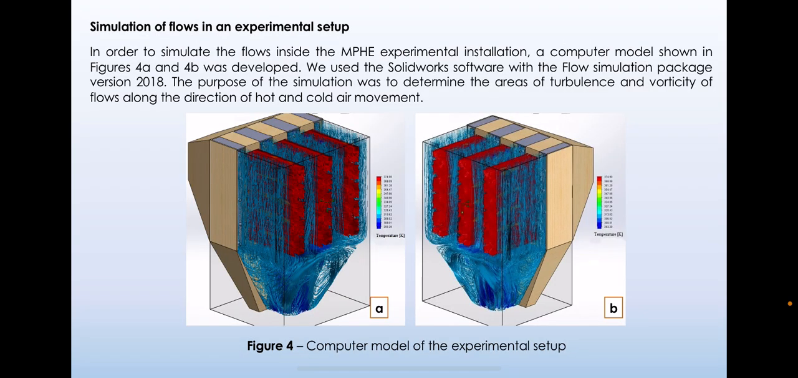Simulation of flows in experimental setup. In order to simulate the flows inside the unit, the experimental installation, a computer model shown in the figures 4A and 4B was developed. We used SolidWorks software with the Flow Simulation package, version 2009. The purpose of the simulation was to determine the areas of turbulence and vorticity of flows along the direction of hot and cold air movement.